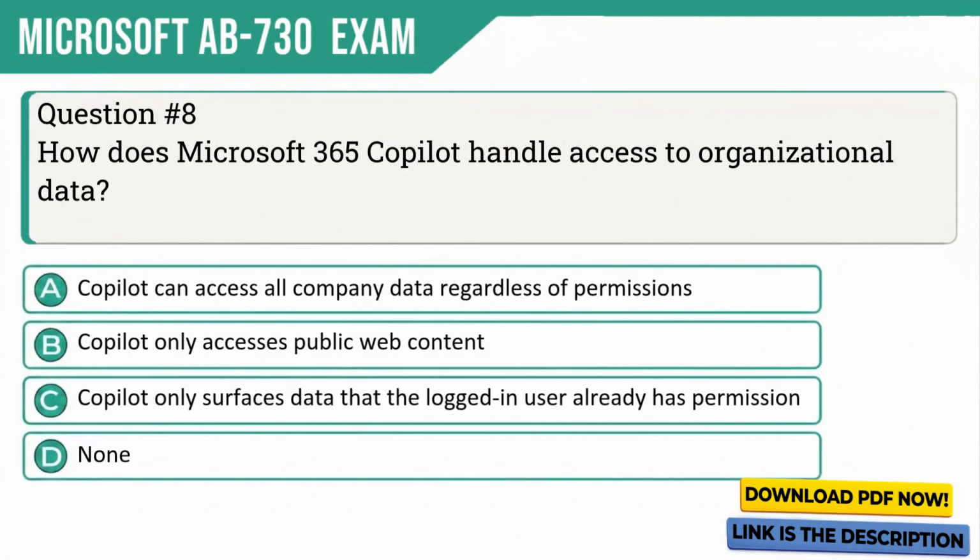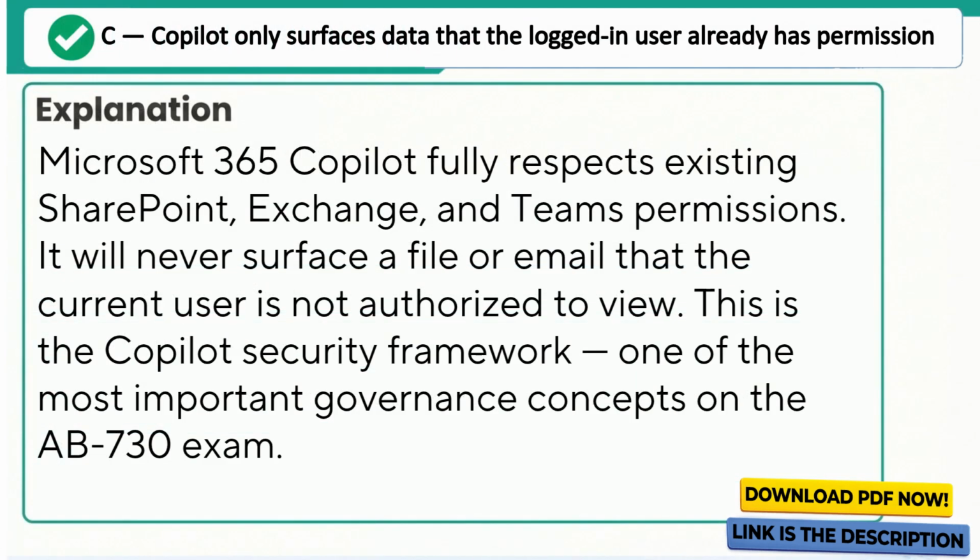Question number 8. How does Microsoft 365 Copilot handle access to organizational data? A. Copilot can access all company data regardless of permissions. B. Copilot only accesses public web content. C. Copilot only surfaces data that the logged-in user already has permission to access. D. Correct answer: C. Copilot only surfaces data that the logged-in user already has permission to access.